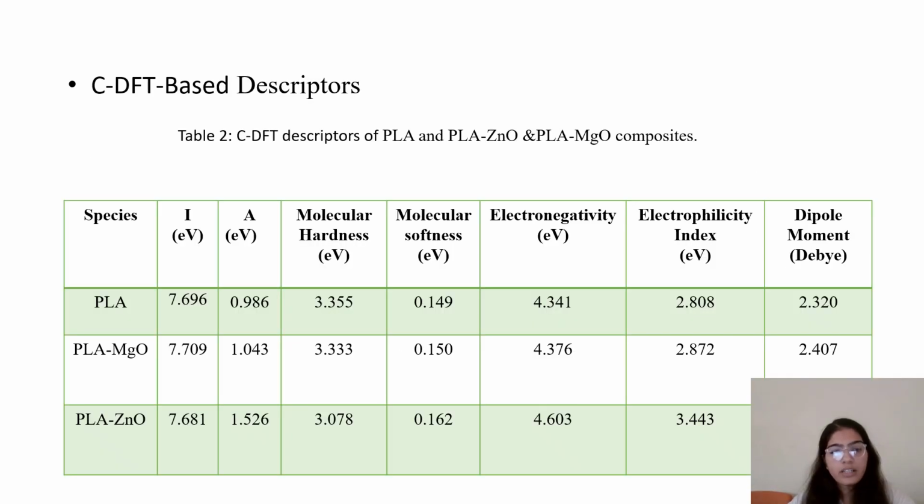CDFT-based descriptors. Now coming to the conceptual density functional descriptors, which offer a deeper understanding of chemical behavior. Ionization energy: PLA-ZnO has 7.681 electron volts, slightly lower than PLA-MgO and pure PLA, indicating it's more prone to donate electrons. Electron affinity: PLA-ZnO shows the highest value at 1.526 electron volts, making it a strong electron acceptor, and PLA-ZnO also shows a decrease in chemical hardness, indicating higher reactivity.